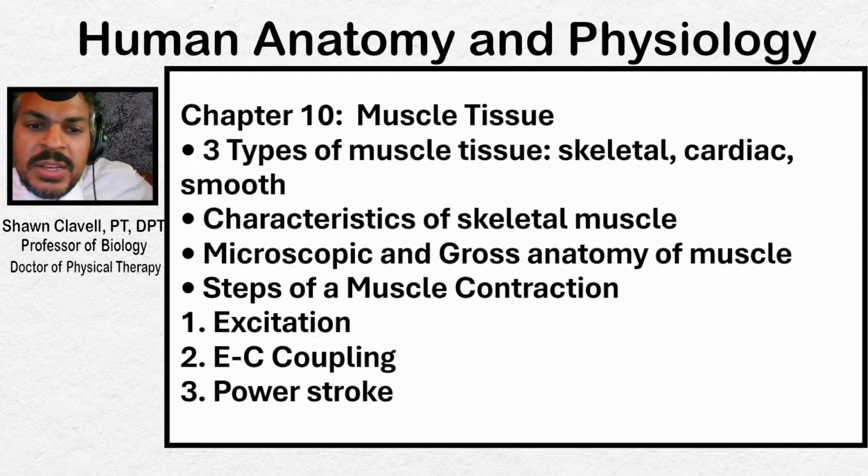A sarcomere is actually the smallest functional unit of a contracting skeletal muscle, and it has some key characteristics that we should be familiar with, and that's really the key topics of the gross and microscopic anatomy of the muscle. And then finally, in chapter 10, we will review the steps of a skeletal muscle contraction.